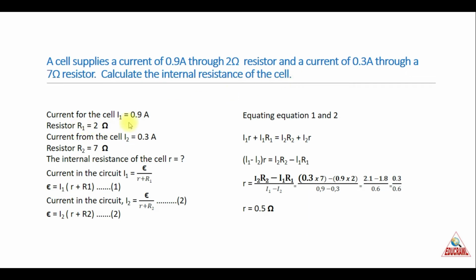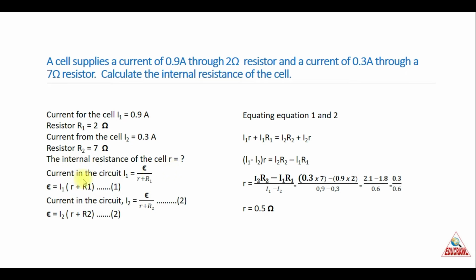So first, I1 is given as 0.9 ampere. The resistance is given as 2 ohm. Current from the cell I2 is given as 0.3 ampere and the resistor is given as 7 ohm. We have to find the internal resistance of the cell, small r.